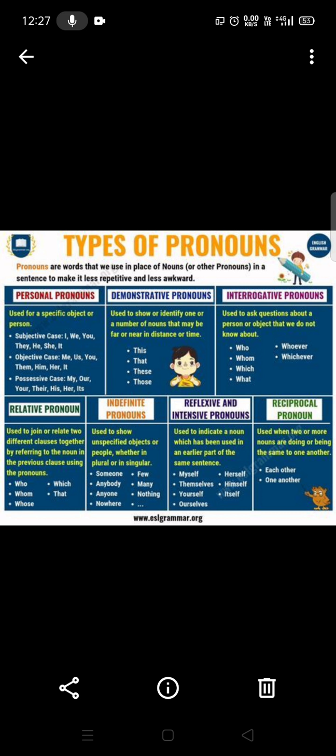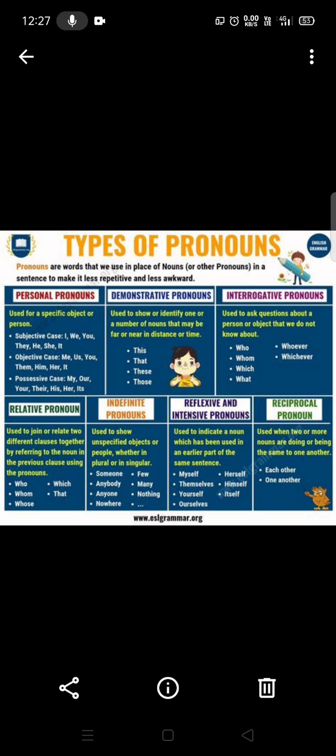Demonstrative pronouns are those pronouns which are used to demonstrate, identify and indicate a person, a place, or a particular thing, and they also show the nearness and distance of a thing. So we have this, that, these, and those. These are demonstrative pronouns.